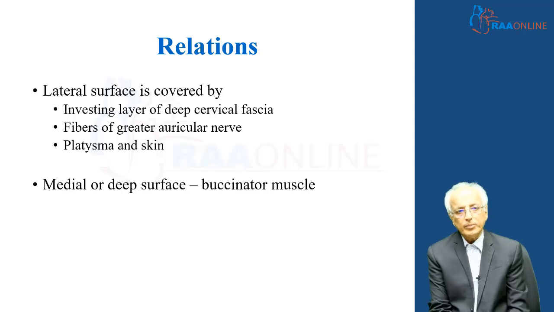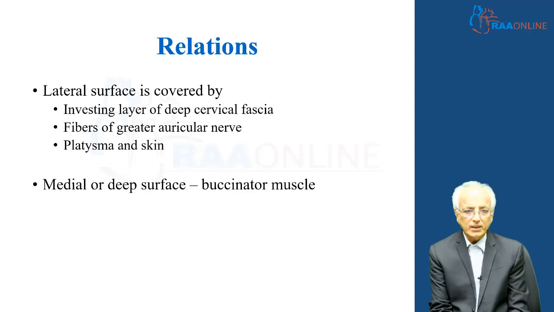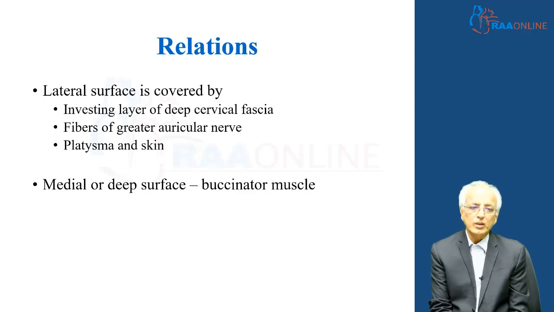Coming to the relationships, the lateral surface is covered by the investing layer of the deep cervical fascia, fibers of the greater auricular nerve, platysma and skin. This is the palpable surface of the parotid gland. The medial or deep surface lies on the buccinator muscle.